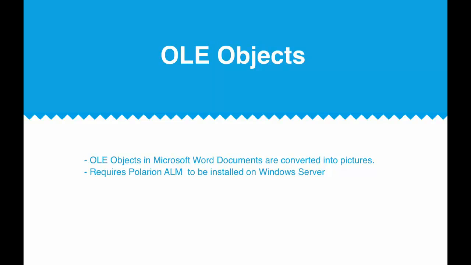So this was a very good example of new technology brought into Polarion. Well, let me speak now about something very different. Something that has been in software for a long time. These are OLE objects. You can have a Microsoft Word document with OLE objects inside, the Visio pictures, Microsoft drawings, Excel sheets being embedded into a Word document.